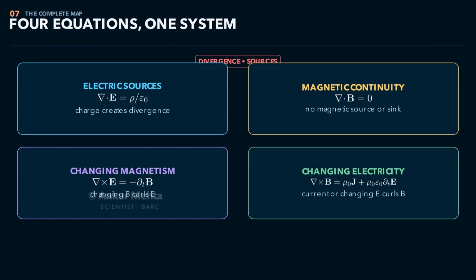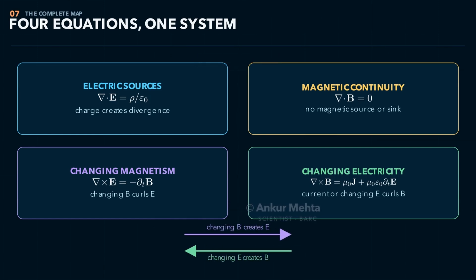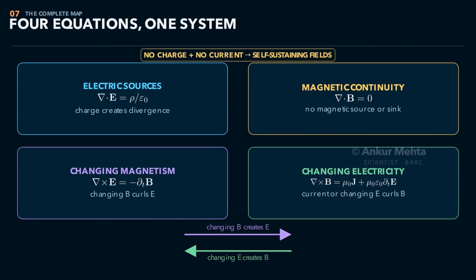Notice the symmetry that Maxwell's correction creates. Changing B generates E and changing E generates B. In empty space where there is no charge and no current, that mutual feedback can continue by itself. This is the clue that leads directly to electromagnetic waves.